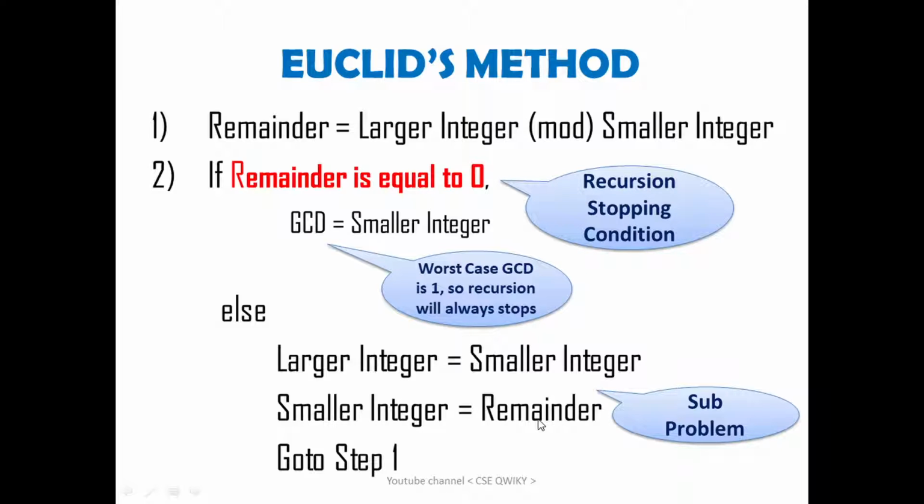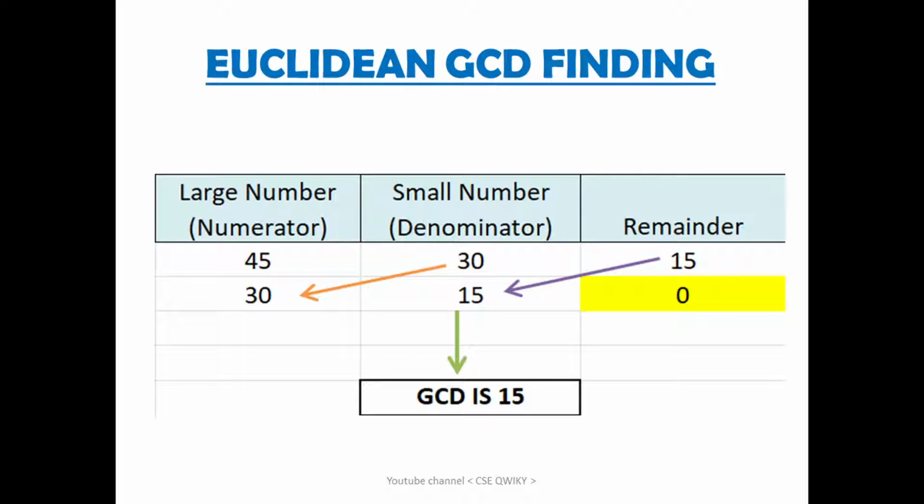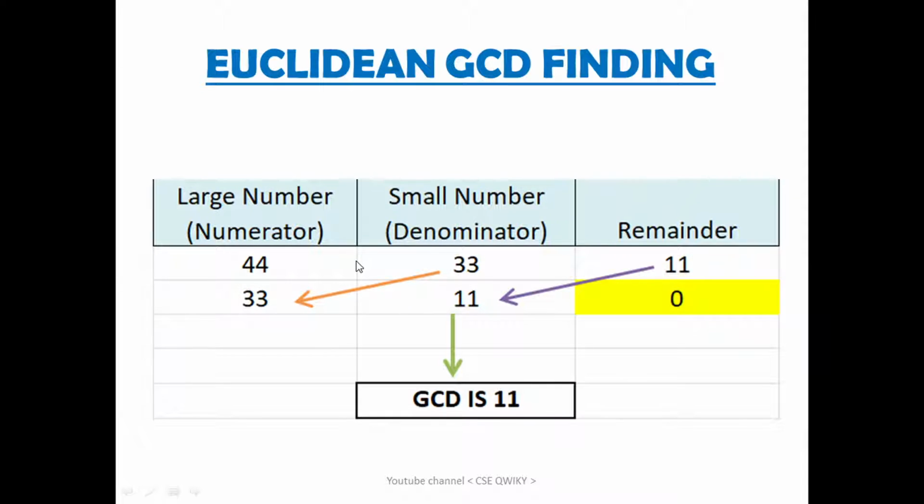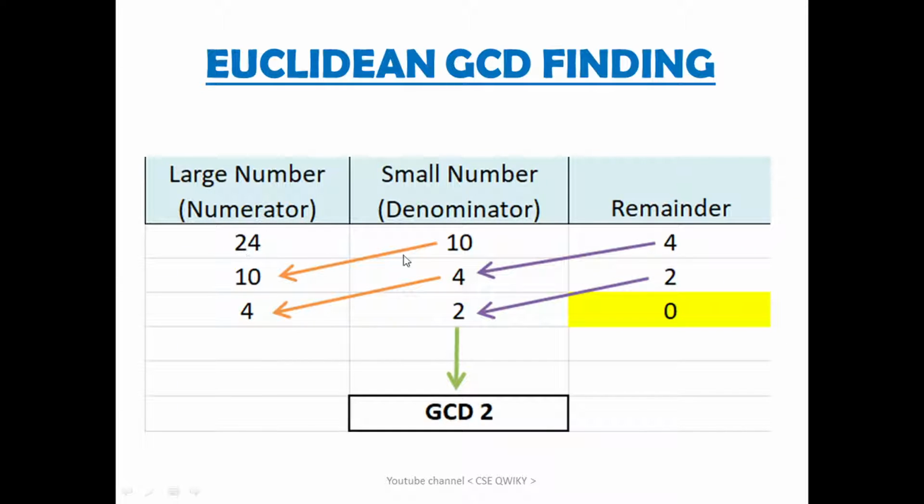I'll give an example, and you will understand more clearly. Say we have 24 and 10. This is the larger number and this is the smaller number. We divide the larger by the smaller. The remainder is 4, which is not equal to 0, so we continue the recursive logic. The smaller number becomes the numerator, and the remainder becomes the denominator.